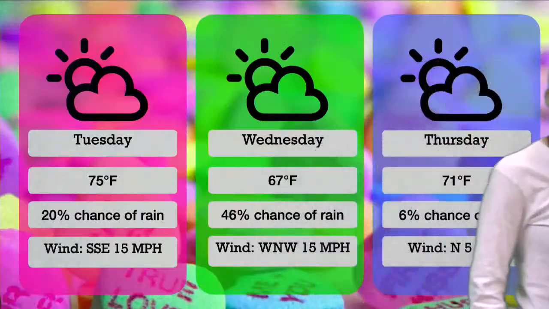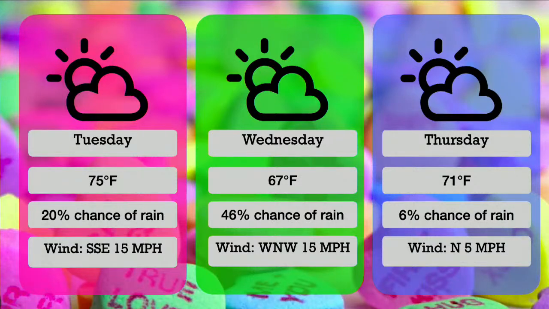Moving on to the rest of the week, we have a pretty warm week ahead of us, and we have on Tuesday 75-degree weather, going down to 67 on Wednesday and picking back up to 71 on Thursday. The rain percentage is going to be fairly high on Tuesday and Wednesday at 20% and 46%, but will drop down to 6% on Thursday. And we're going to see some high winds again on those rainy days at 15 miles per hour coming in from the south-southeast and the west-northwest. And we're going to see some north winds at 5 miles per hour finishing off on Thursday. That's all from weather. Now back to the anchors.